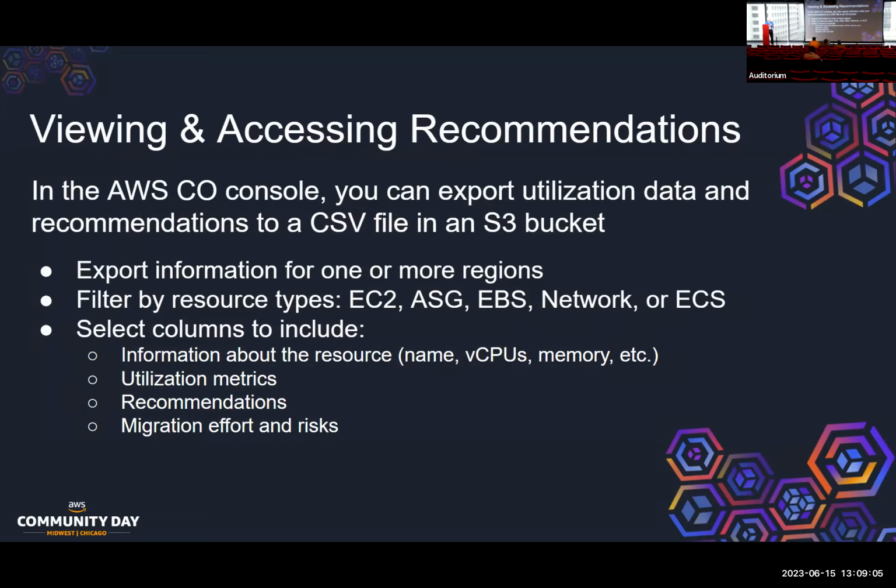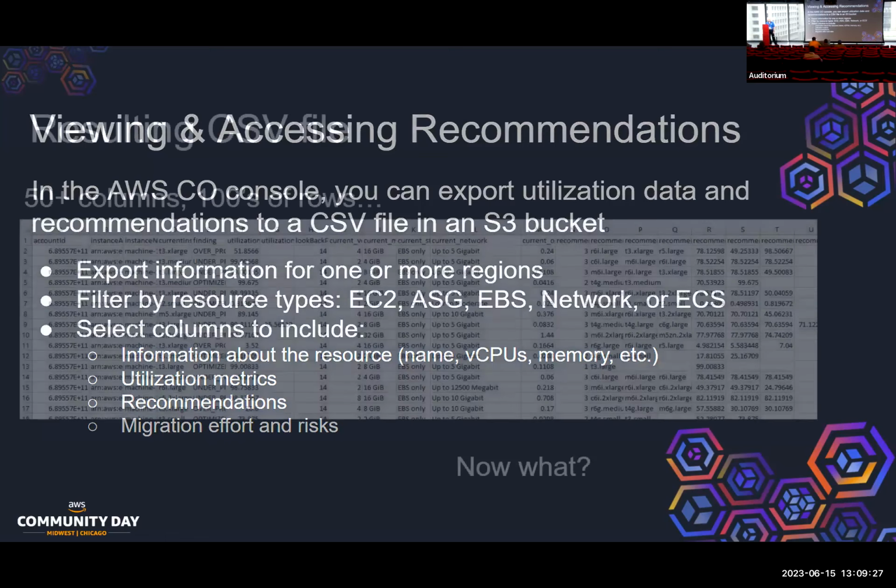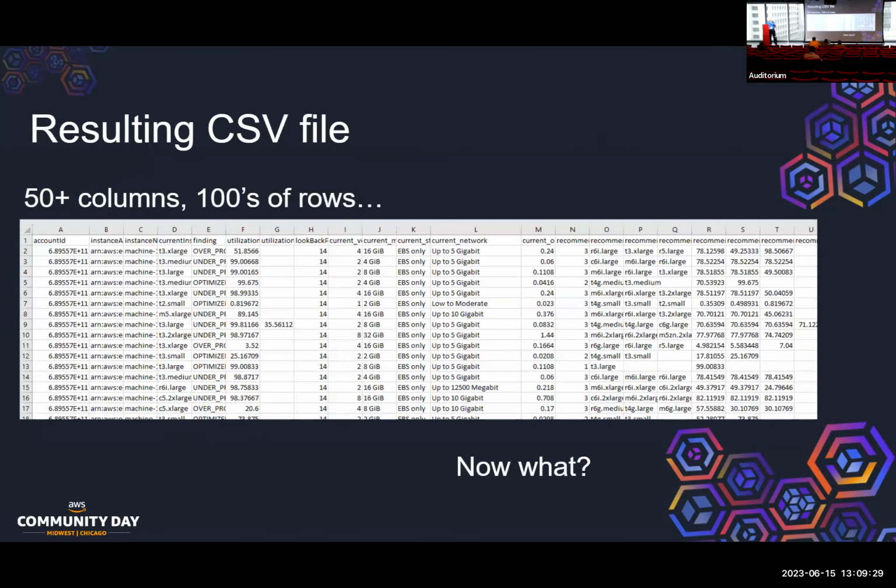The other way of viewing recommendations in the AWS Compute Optimizer console is that you can export utilization data and recommendations to a CSV file in an S3 bucket. So you can select different regions, different resource types, and all sorts of different columns, utilization, recommendations. I just check them all and let it rip. And the resulting CSV file is giant, hundreds or thousands of rows, 50 plus columns. And the account ID is in scientific notation, so that's fun.